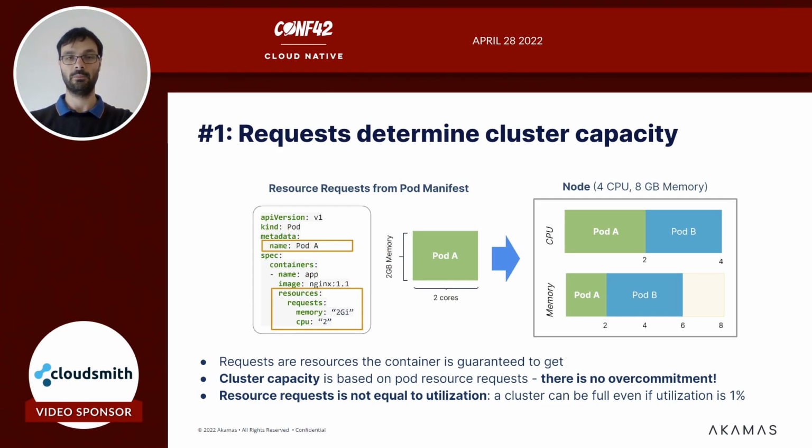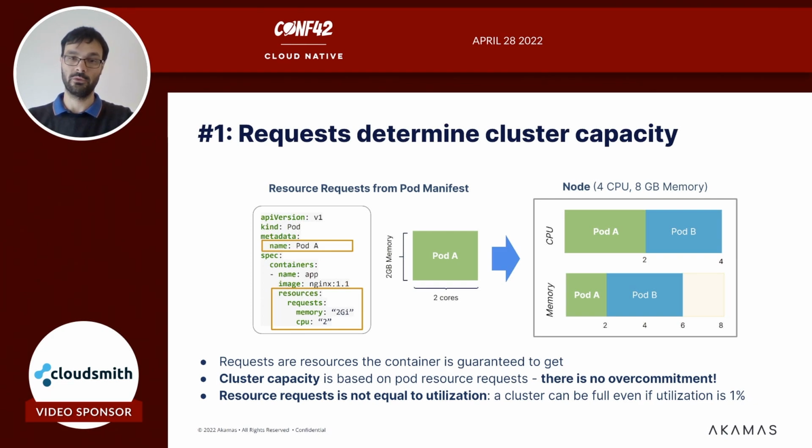In this example, pod A requires 2 CPUs and is scheduled on a 4 CPU node. When a new pod B of the same size is created, it can also be scheduled on the same node. This node now has all of its 4 CPUs requested. If a pod C is created, Kubernetes won't schedule it on the same node, as its capacity is full. This means that those numbers the developers specify in the deployment YAML directly affect the cluster capacity.